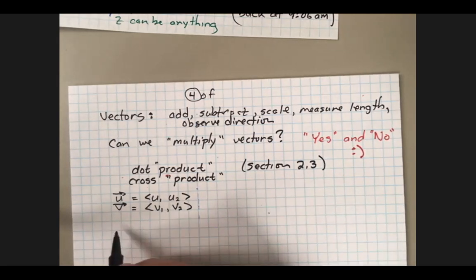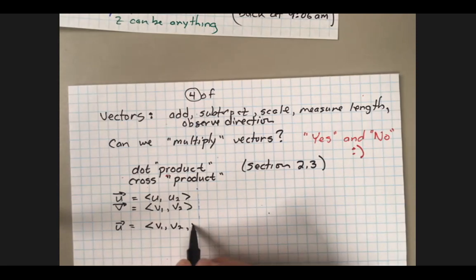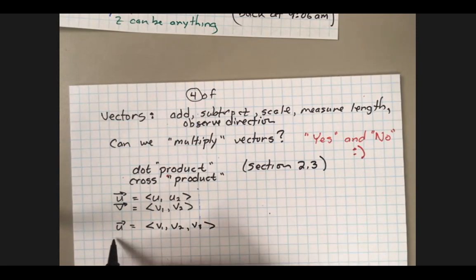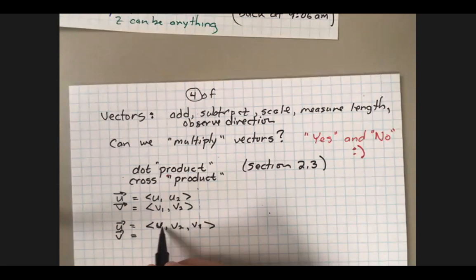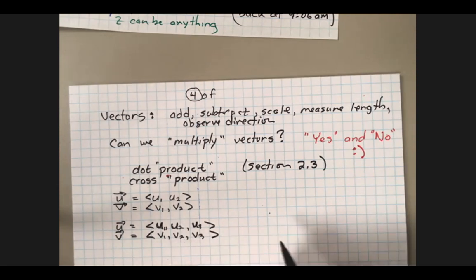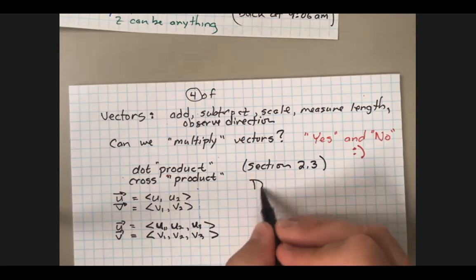If you like, I could have said u is v1, v2, v3, and v, I'm sorry, u is u1, u2, u3. It would be confusing if I use the v's. And v is v1, v2, v3. And so now I'm going to define.